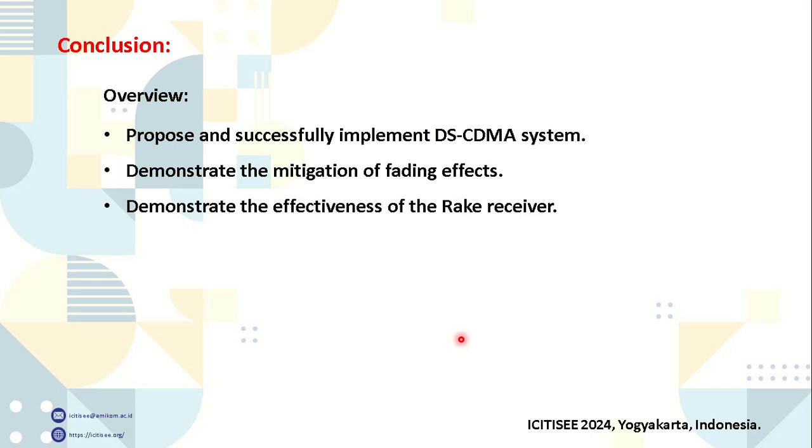Conclusion: the work proposed and successfully implemented the direct sequence CDMA system. It demonstrates the system immunity against multipath fading, and it demonstrates the effectiveness of the rake receiver and how it enhanced the performance of the system. It also enabled investigation of the system, and it gives a comprehensive understanding of the direct sequence CDMA system.